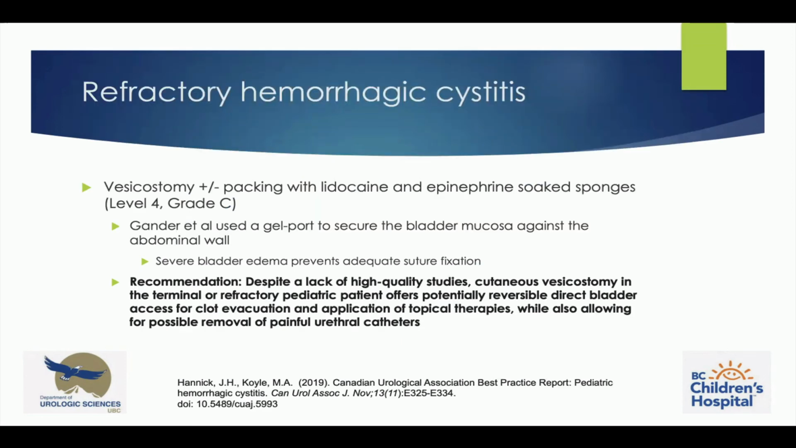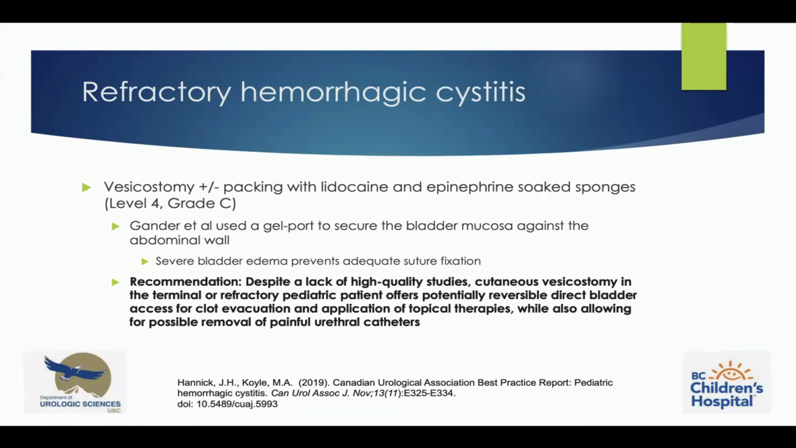And then we get into the surgical measures, which are vesicostomy and cystectomy. So vesicostomy is interesting in pediatrics because we can also do some packing with lidocaine and epinephrine soaked sponges. It's easy to remove blood clots, and also it's possible to remove the catheters afterwards. So this is a level 4 grade C recommendation.